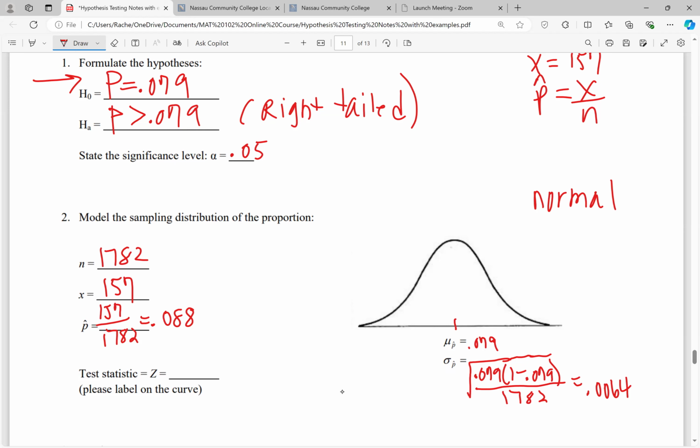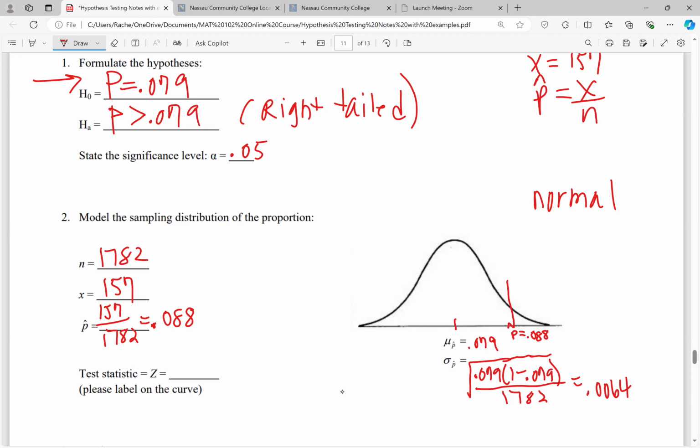So now where within this normal distribution does our p hat live? This 0.088, I know it's bigger than the mean. 0.088 is bigger than 0.079. So let's put it on the picture, to the right of 0.079. Let's say that this is p hat right here, and that's equal to 0.088.